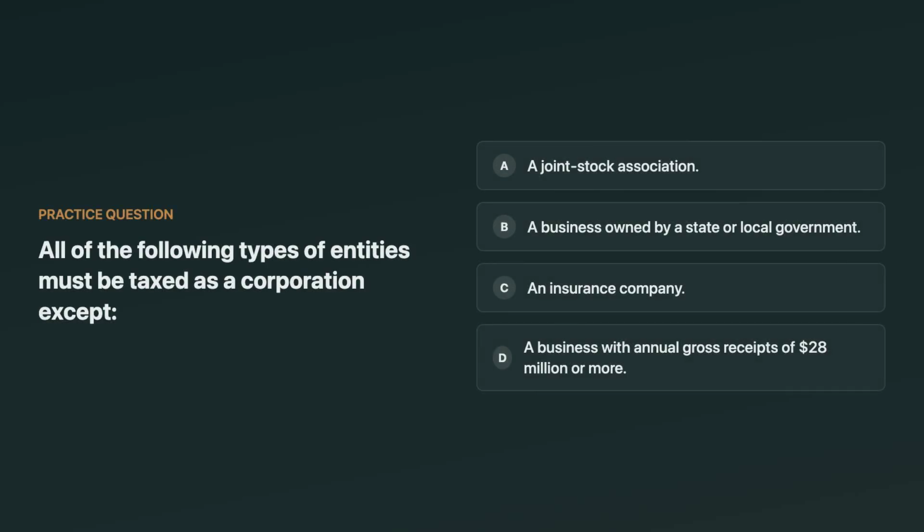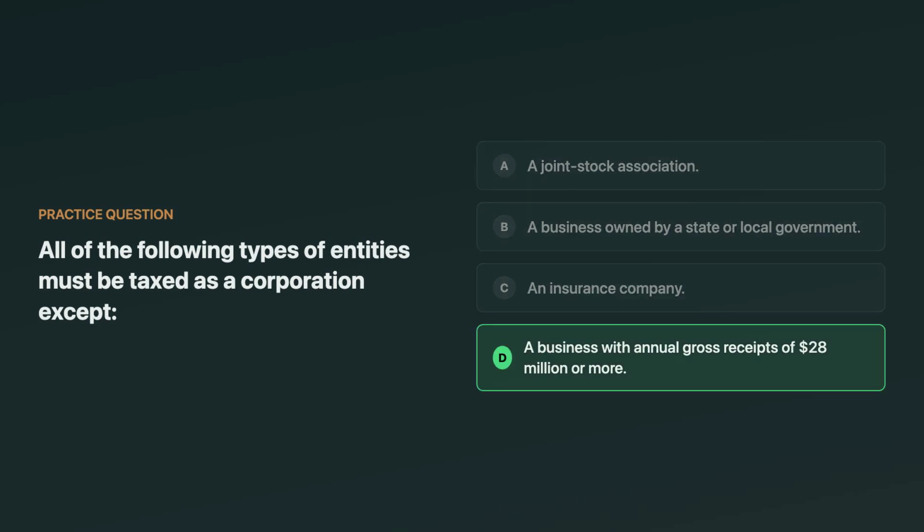Question: all of the following types of entities must be taxed as a corporation, except which one? The choices include a joint stock association, a business owned by a state or local government, an insurance company, and a business with annual gross receipts of $28 million or more. Think about what actually drives entity classification.